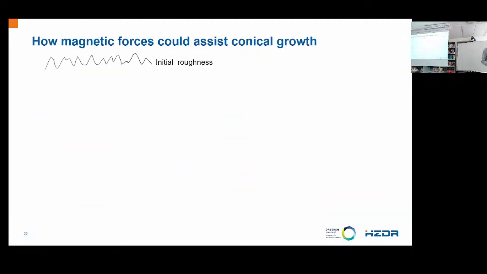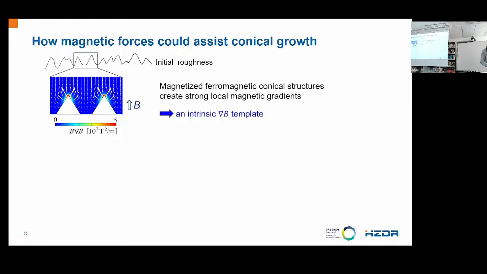To understand how the magnetic forces work here, we need to keep in mind that there's no ideally smooth surface. There's always some initial roughness, some valleys and hills that look a little bit like tiny cones at nanometer scales. And if the surface is made of ferromagnetic materials like iron or nickel, which are also often used in water electrolysis, then they will be magnetized if placed in an external field. And high magnetic gradients will be created near the tips of these cones.